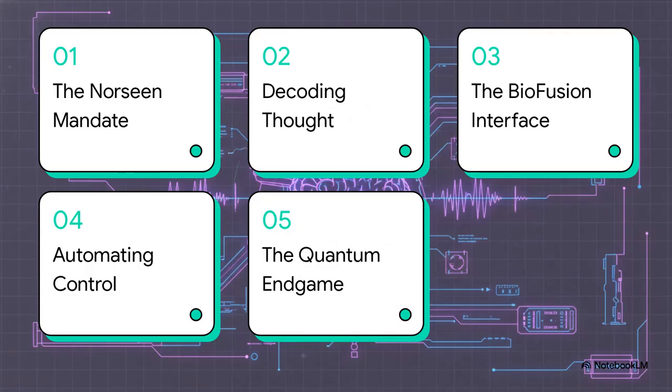Okay, here's how we'll break this down. We're going to treat this like any engineering project review. First, the mandate. What's the goal? Then, the data structure for a thought. After that, the I/O interface to the brain, the control logic that automates it all, and finally, the quantum-level endgame.